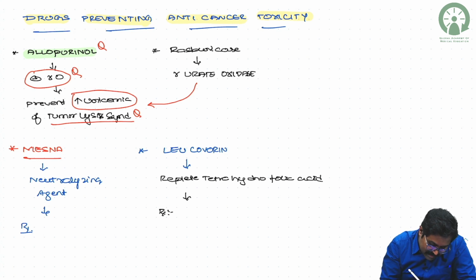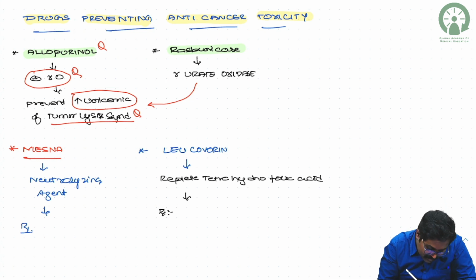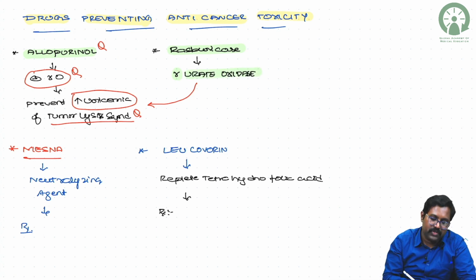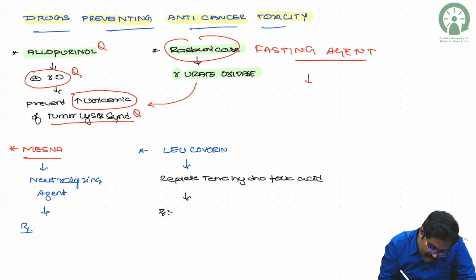Similarly, there is one more drug, that is rasburicase, which is the recombinant uricase, the recombinant urate oxidase. They are also used in the treatment of the tumor lysis syndrome induced hyperuricemia. Which is the fastest among these, allopurinol or rasburicase? Please remember, rasburicase is the fastest acting agent which can reduce the uric acid levels.